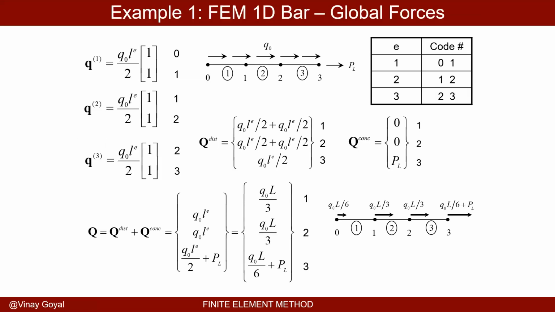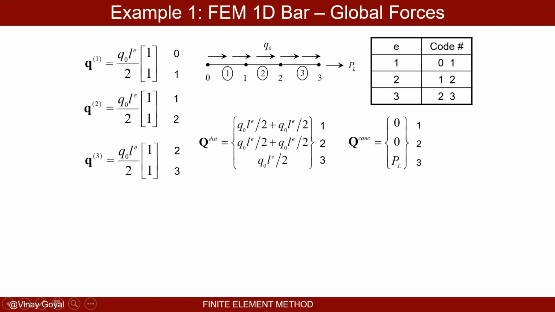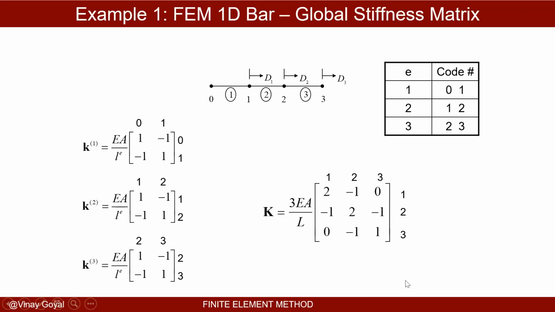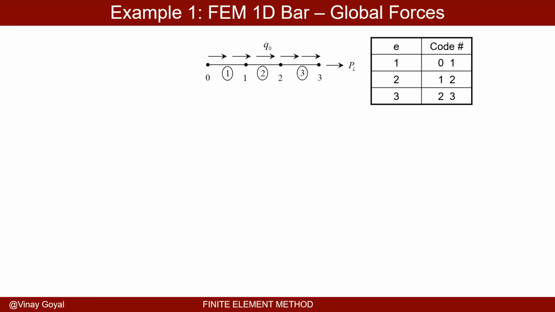And all you have to do now is solve for the deflections D1, D2, and D3. Because if I have this column vector, I know the stiffness matrix. Then all I have to do is invert the stiffness matrix, multiply by the forces to get the deflections.